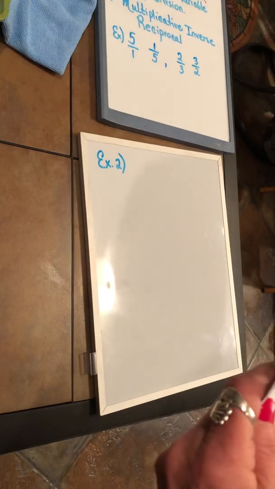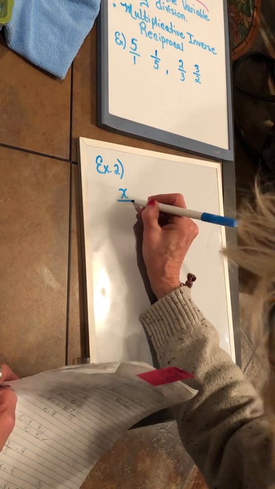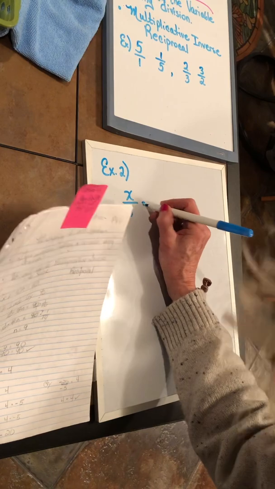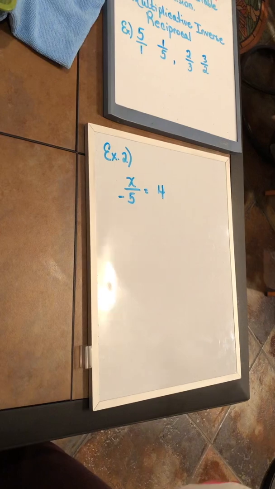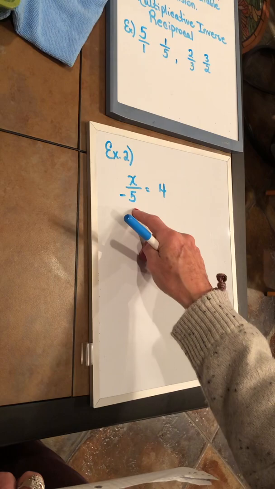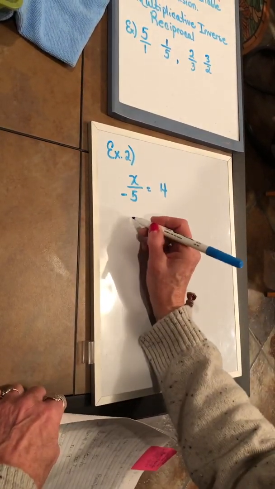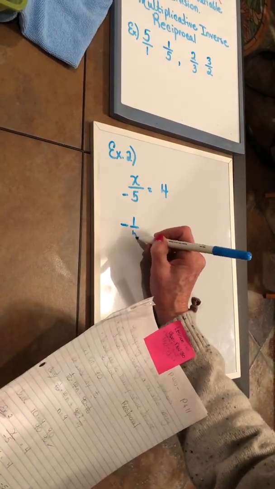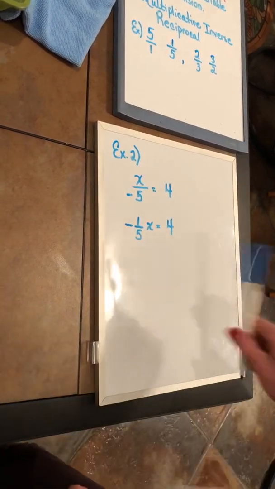All right, on example 2, we have x divided by -5 equals 4, all right? That looks a little more confusing here, but what can we do with this? Well, if I want to see what my fraction is here, because here's the denominator, what is the numerator? It's an invisible 1. So I'm going to write this out so you can see this. So I would take that fraction, negative 1/5 times x equals 4, okay? That's really what that is.